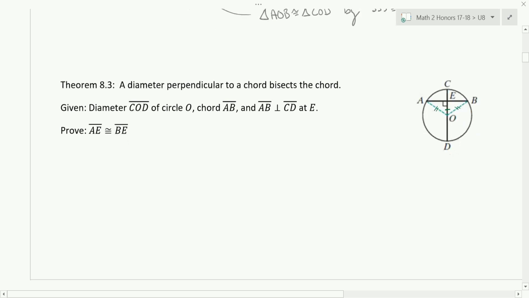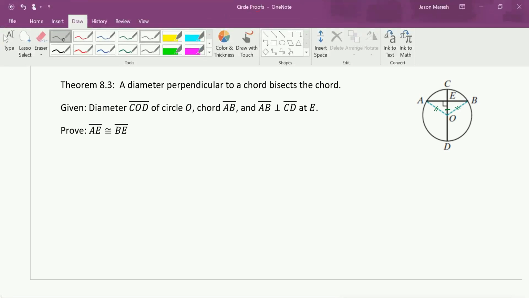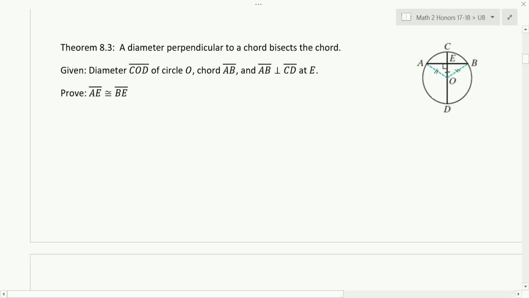is that if we have a diameter that's perpendicular to a chord, then it's going to bisect that chord. Okay. Again, I'll draw a little picture here. So it starts off with some diameter, COD. Remember, a diameter is a chord that goes through the center of the circle. Center's O here, and here's C, and here's D.